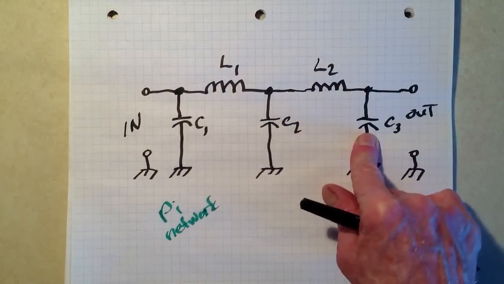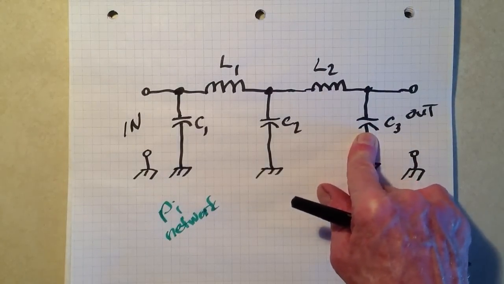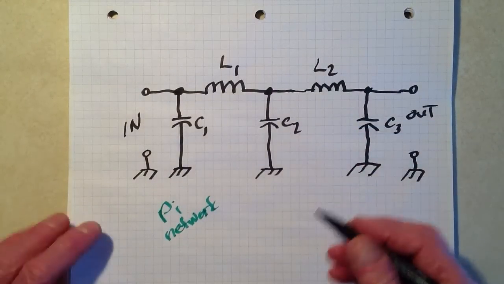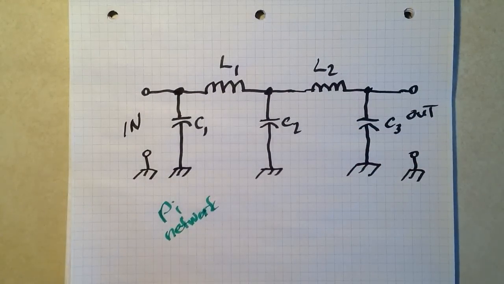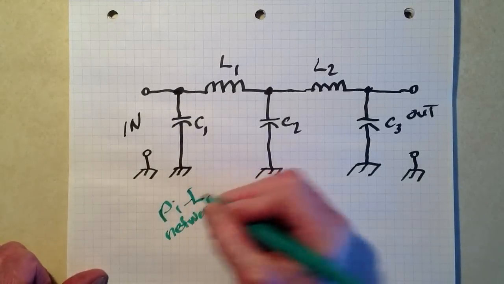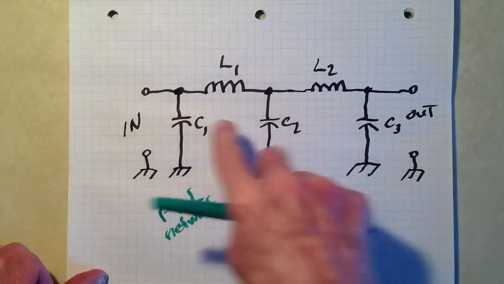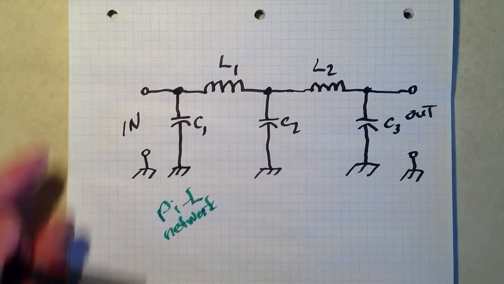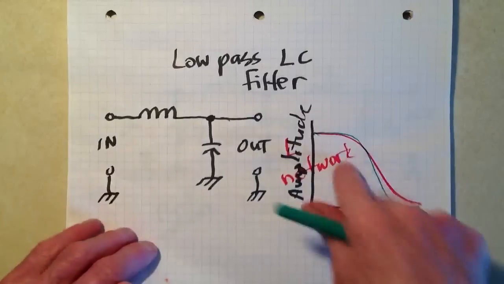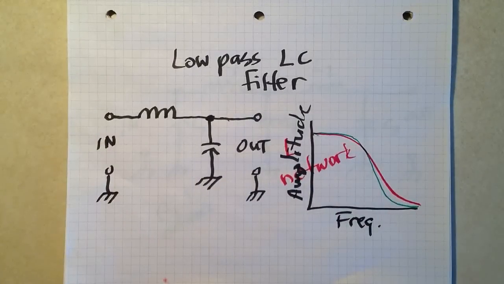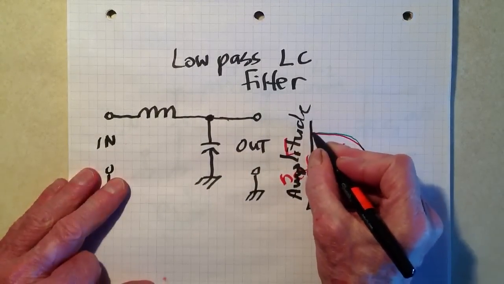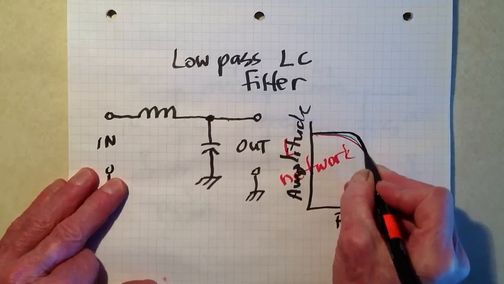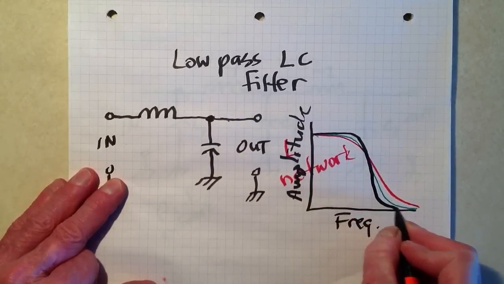But what we have here is a more complicated circuit called a pi L network, because it's like an L network tacked onto a pi network. And you might guess, well, what's the advantage of that? The advantage of that is that we will get an even tighter roll off.